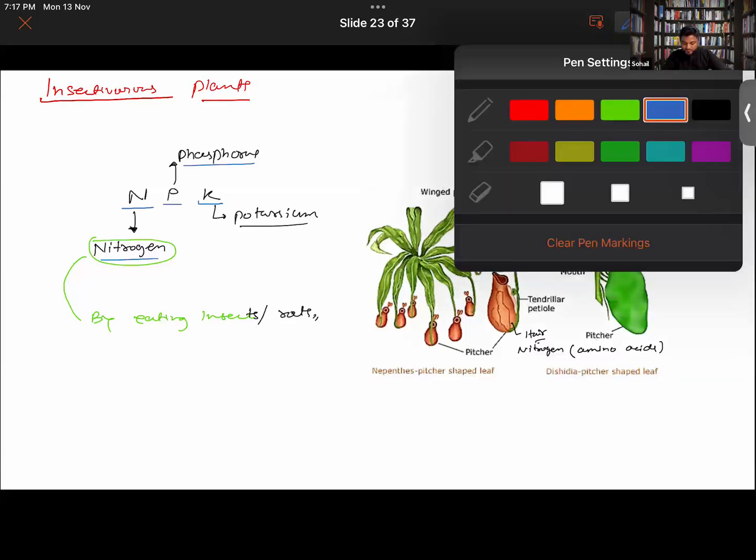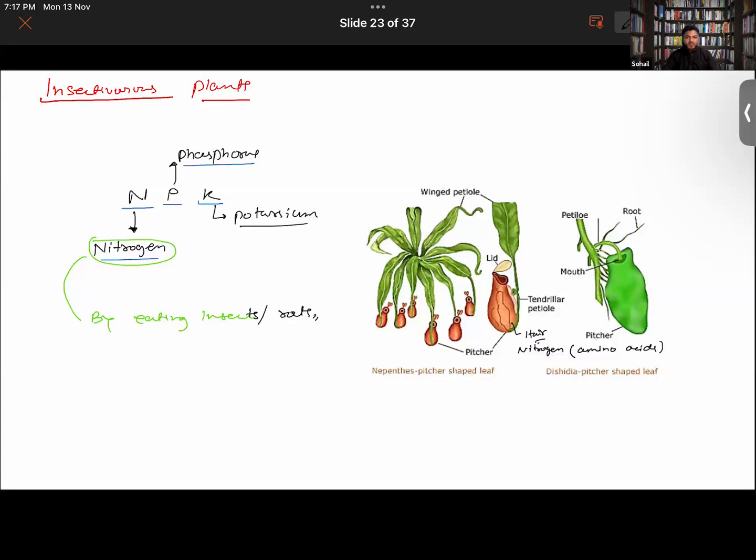And why is that so? They have chlorophyll present in them. Yes, sir. They have chlorophyll present in them, but since they can't take up nitrogen through the roots, they can't synthesize it. All plants need nitrogen, even autotrophs. Nitrogen, phosphorus, and potassium are the main nutrients required by any type of plant.